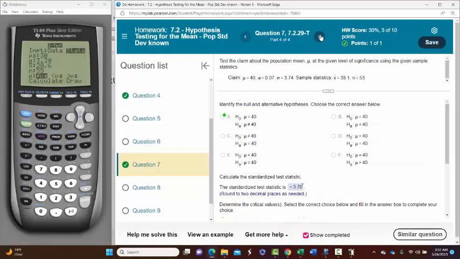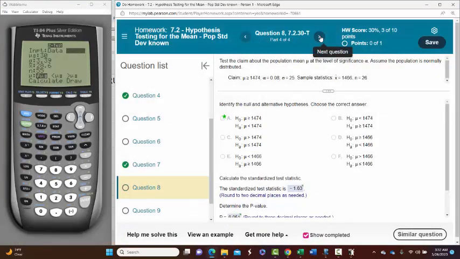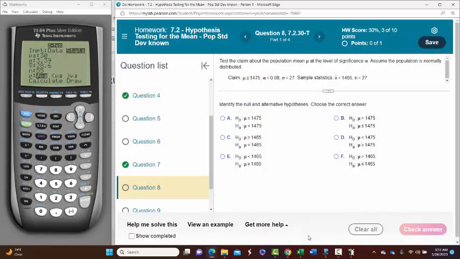So let's try the next one, because I was looking at the next one going, hey, I like that one. Oops, I forgot to do the last one in Excel, so I'll pay careful attention and do both here. Let me get rid of the show completed. Now I don't care if we get new numbers. The claim is greater than or equal to, so the alternative hypothesis would obviously be less than.